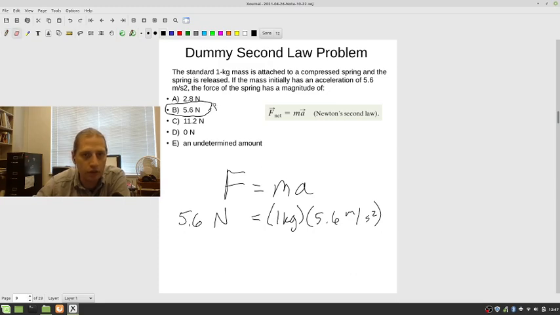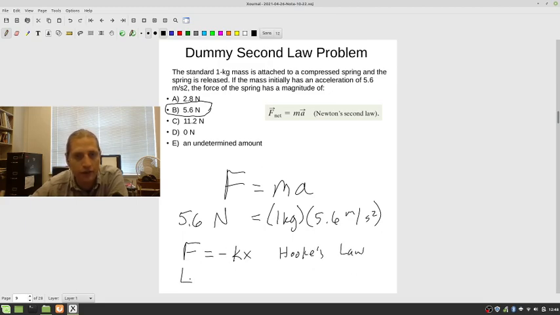Now, I'm a little flippant about calling this a dumb question because I realize that we talked a lot about springs. We said the force of a spring is minus kx. That's Hooke's law. We also derived that the energy that a spring is holding would be 1/2 kx squared. So that would be the elastic energy.